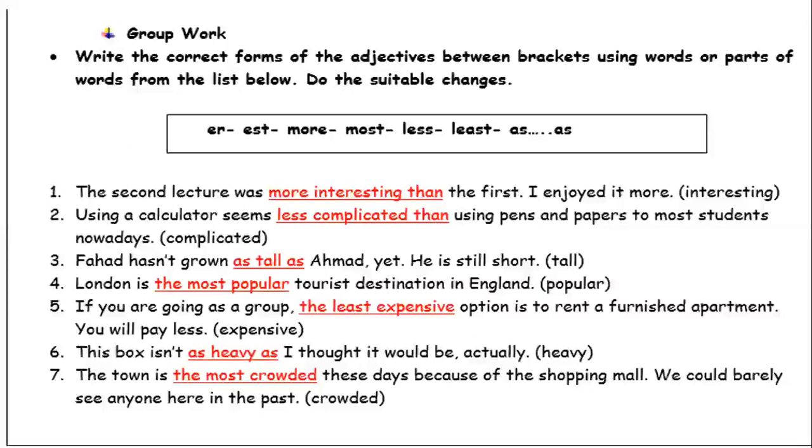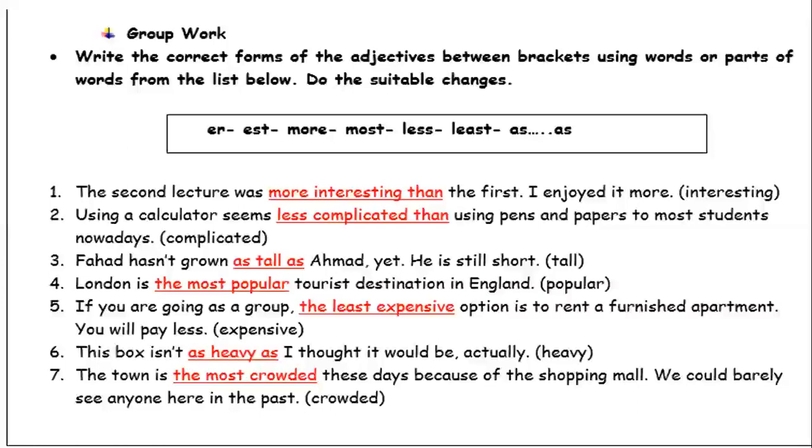The third sentence: Fahad hasn't grown as tall as Ahmad, yet he is still short. So I have two parts. I want to compare between Fahad and Ahmad. And according to the second part of this sentence, he is still short. So I can find that Ahmad is taller than Fahad. So: Fahad hasn't grown as tall as Ahmad yet.